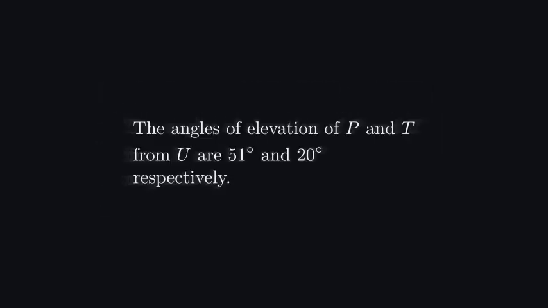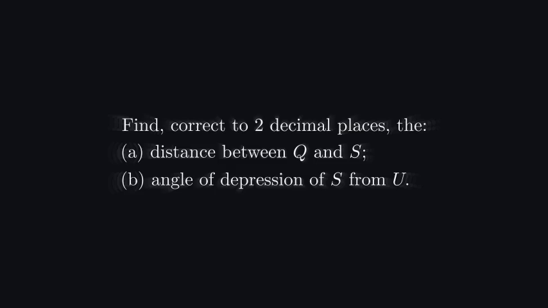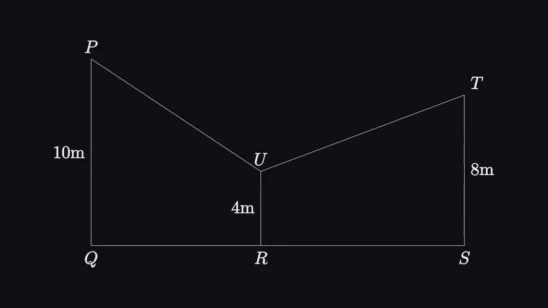The angle of elevation of P from U is 51 degrees, and the angle of elevation of T from U is 20 degrees. We are asked to find the distance between Q and S, and the angle of depression of S from U, both correct to 2 decimal places. This is the given diagram. The middle pole, UR, is 4 meters high.